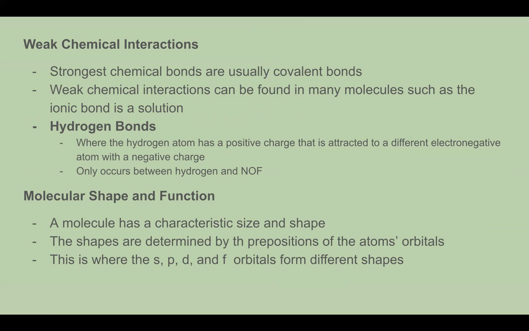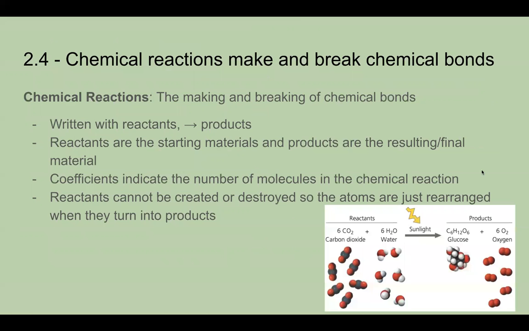Some more information, the molecule shape and function. A molecule has a characteristic size and shape. The shapes are determined by the positions of the atom's orbitals. This is where the S, P, D, and F orbitals form different shapes as talked about before.